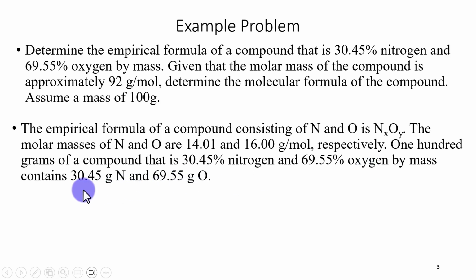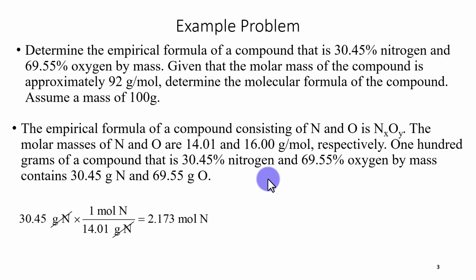Now that I know how much nitrogen I have in grams and how much oxygen I have in grams, I can convert these to moles, because in an empirical formula or a molecular formula, these subscripts are molar coefficients. They give me molar ratios, not gram ratios. So I first need to convert these from grams to moles. And here's how I do that.